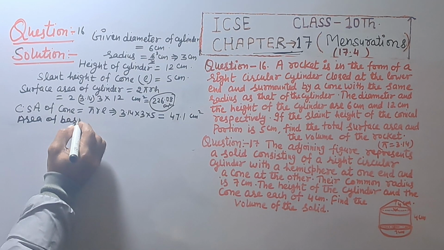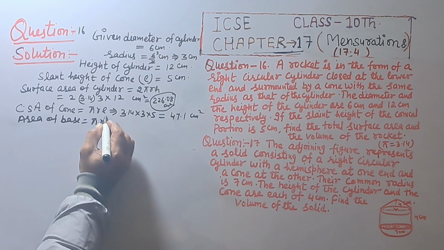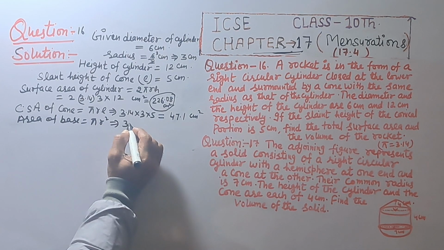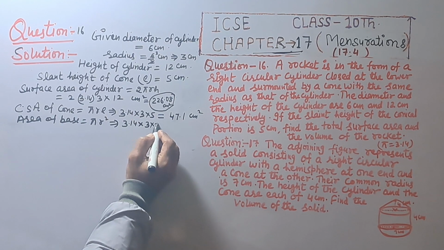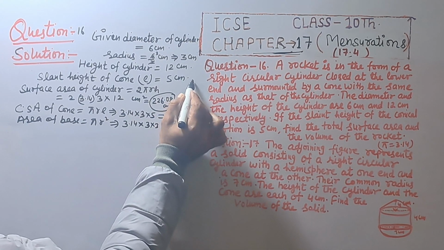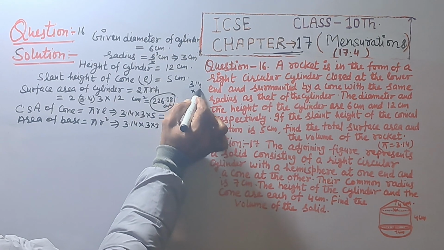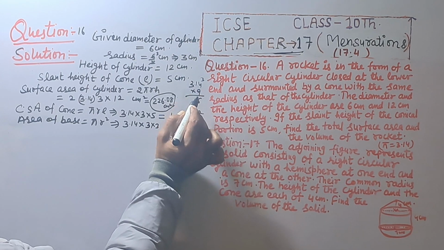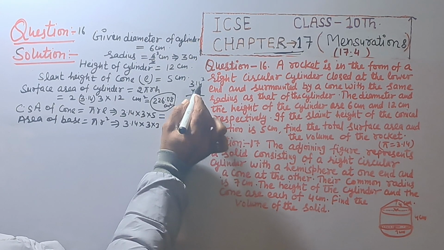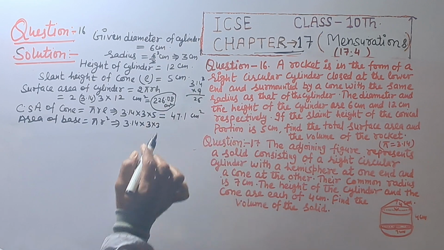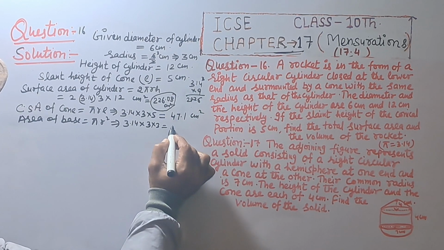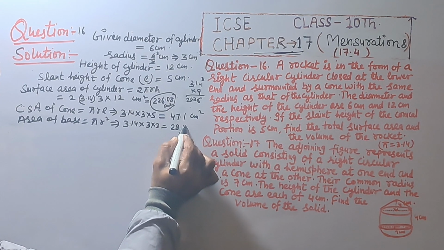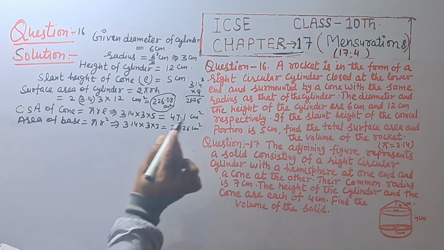Area of base, that is equal to pi r square, which implies 3.14 into r is 3 into 3. 314 into 9, 9 4s are 36, 3 carry, 9 1s are 9 plus 3, 12, 1 carry, 9 3s are 27, 27 plus 1, 28. That is equal to 28.26 centimeter square.